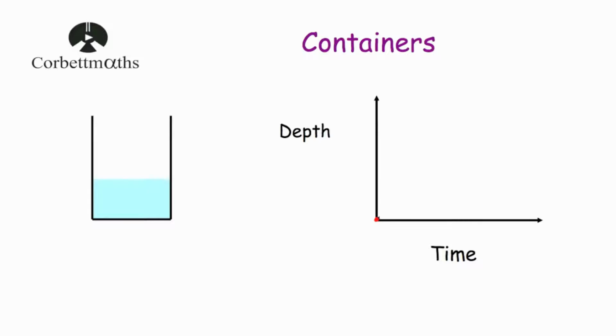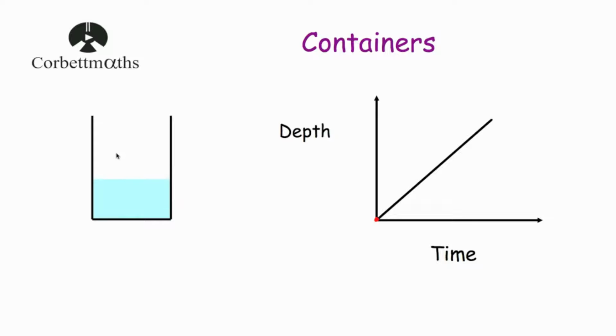So it would be a nice straight line like so. So it'll be a straight line graph that looks like that, where it starts here at 0, 0, and it just increases steadily. After 1 second, the height might be 1 centimeter. After 2 seconds, it might be 2 centimeters, and so on. So this container has vertical sides.